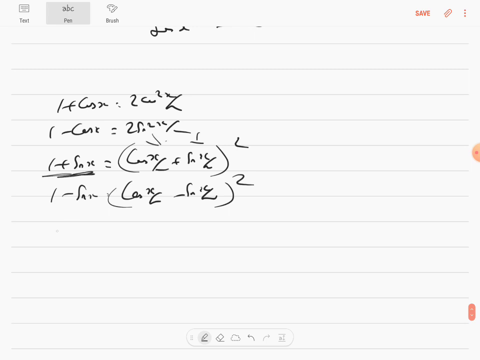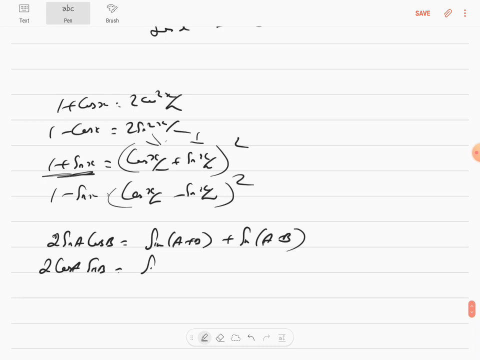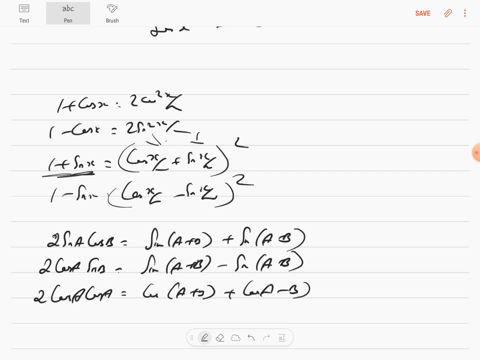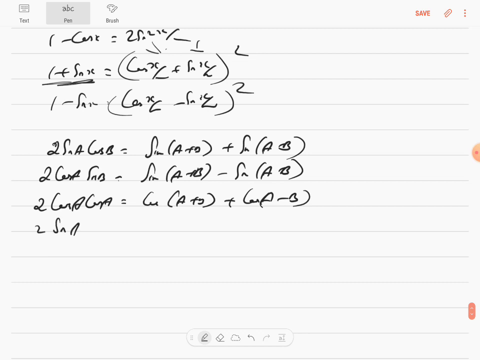Okay, and then you all should also know that 2 sin a cos b will come in sin(a plus b) plus sin(a minus b). 2 cos a sin b will come in sin(a plus b) minus sin(a minus b), and 2 cos a cos b will come in cos(a plus b) plus cos(a minus b), and 2 sin a sin b with a minus sign will occur in cos(a plus b) minus cos(a minus b).